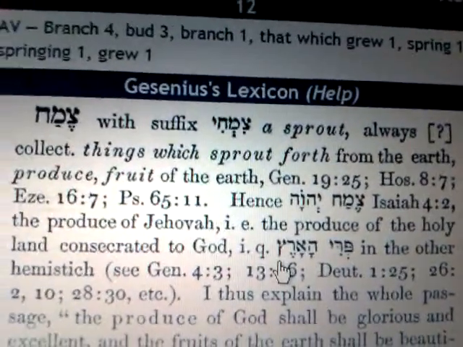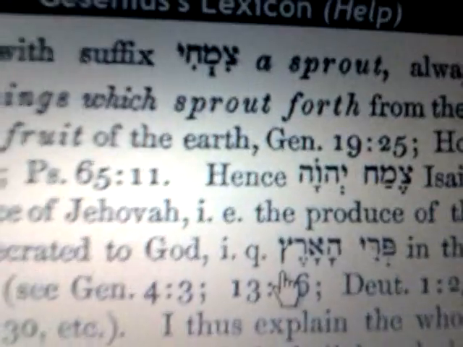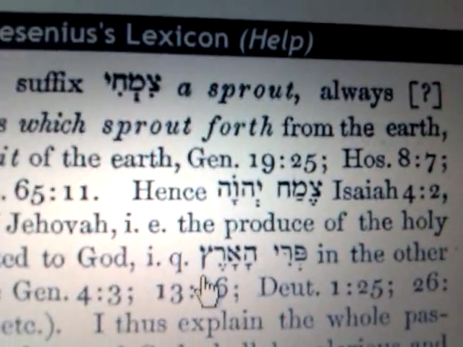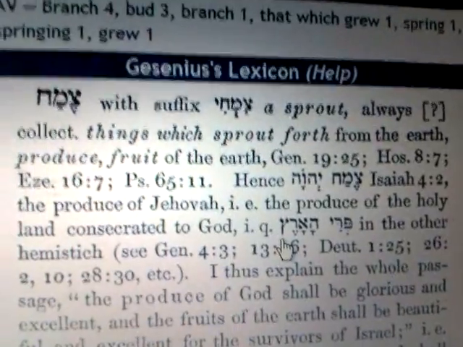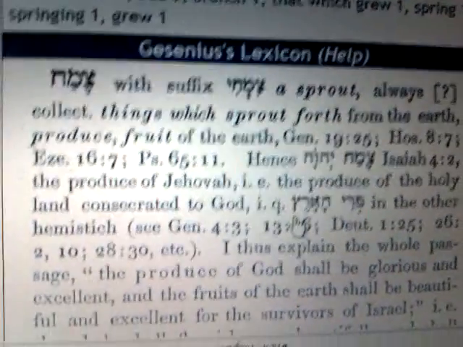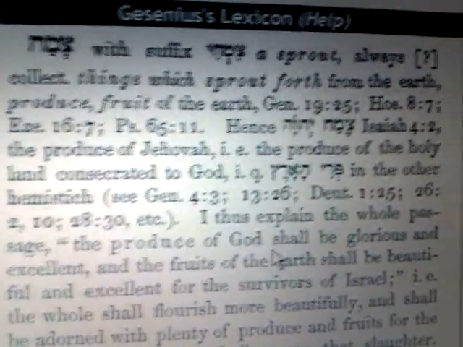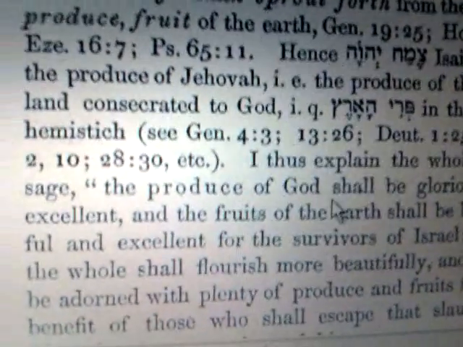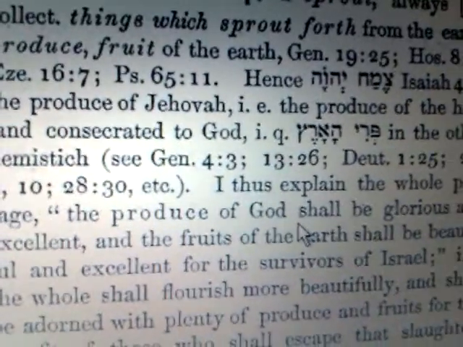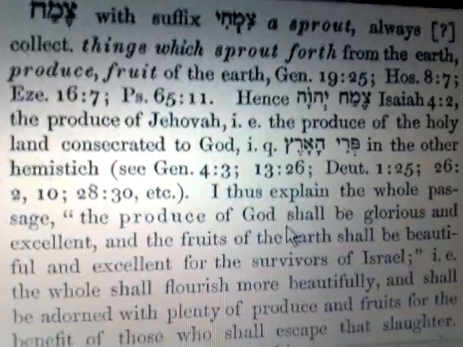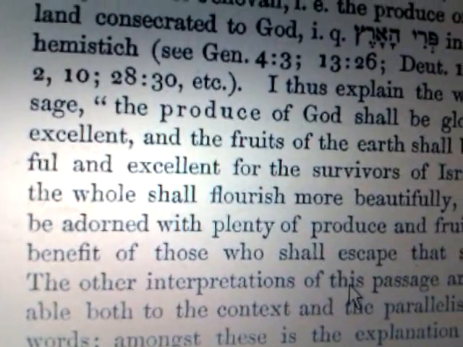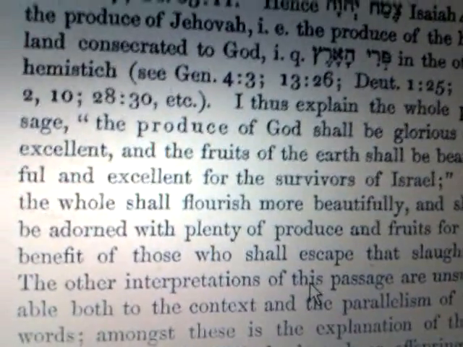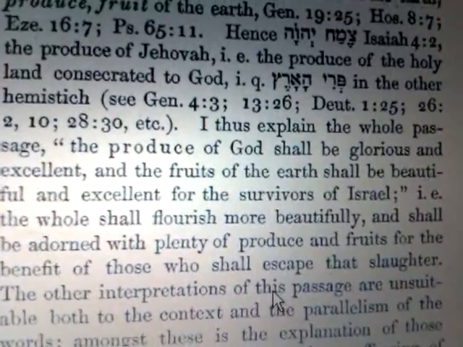He's saying the fruit of the earth, produce fruit of the earth, right? Then we have here Tzemach Yahweh in Isaiah 4 and 2, the produce of Yahweh or Jehovah, the produce of the Holy Land consecrated to God, to Elohim. In the other hemistich, it says, I thus explain the whole passage, this is Gesenius writing: the produce of God shall be glorious and excellent, and the fruit of the earth shall be beautiful and excellent for what? The survivors of Israel, i.e., the whole shall flourish more beautifully and shall be adorned with splendor of produce and fruits for the benefit of those who shall escape that slaughter.